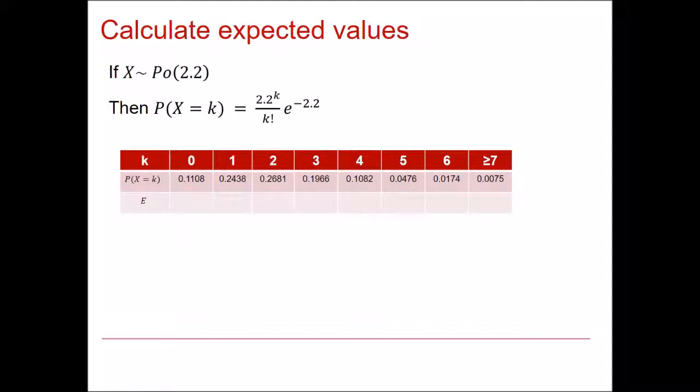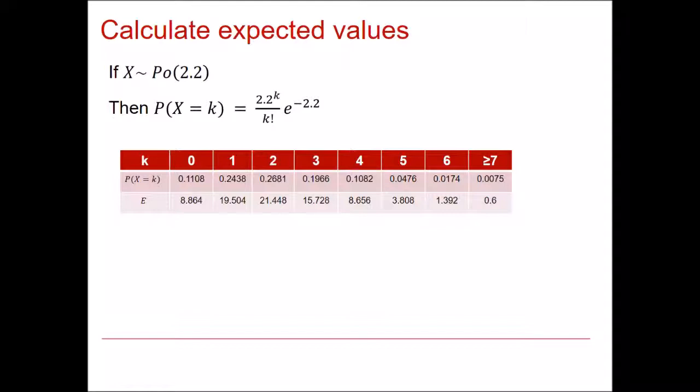So, now that I have the probabilities for each of those possible outcomes of the Poisson distribution from 0 to 6 and also greater than or equal to 7, I'm going to calculate the expected frequencies by multiplying each of those by 80.